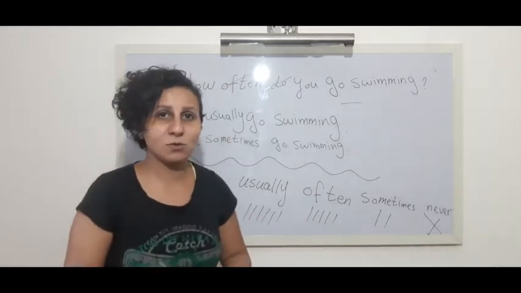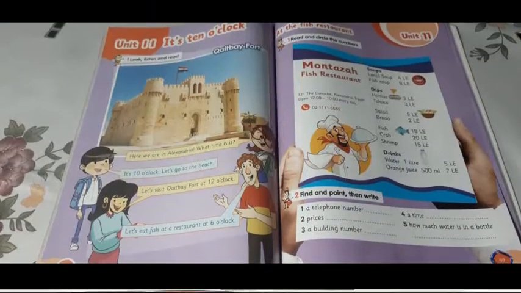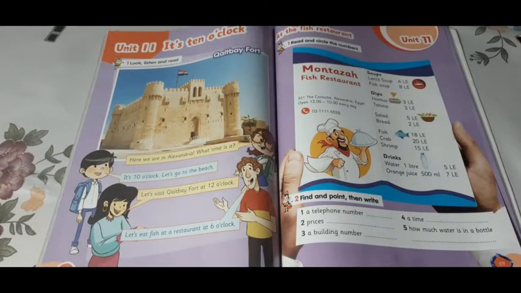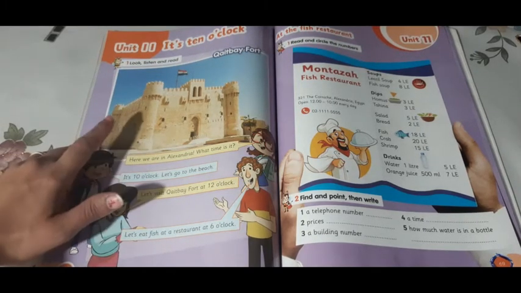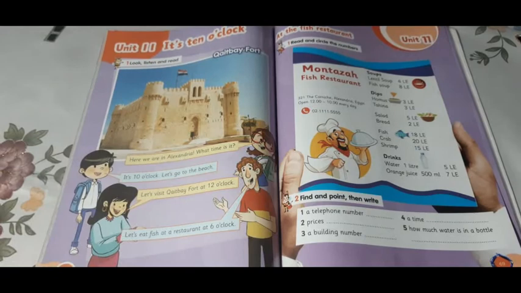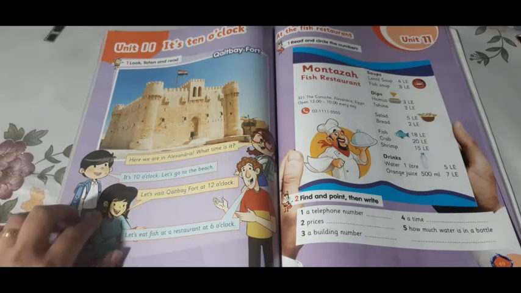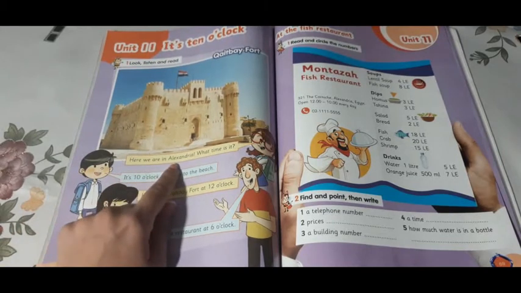Okay, now let's open our books. Let's open our book, page 68. Okay, what can you see? Yes, this is Kite by Castle. Kite by Castle, do you know it? It's in our city, Alexandria. Here we are in Alexandria.